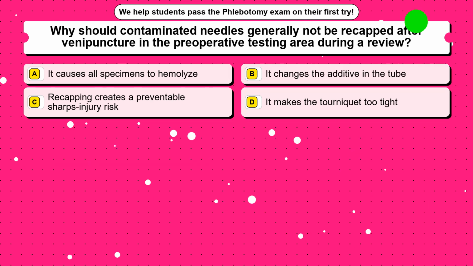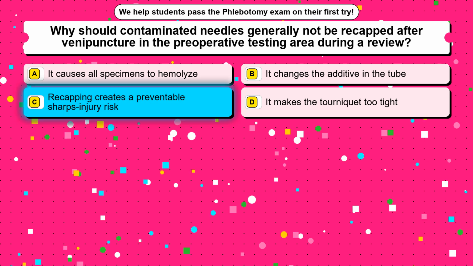Question 19. Why should contaminated needles generally not be recapped after venipuncture in the preoperative testing area during a review? Option A. It causes all specimens to hemolyze. Option B. It changes the additive in the tube. Option C. Recapping creates a preventable sharps injury risk. Option D. It makes the tourniquet too tight.